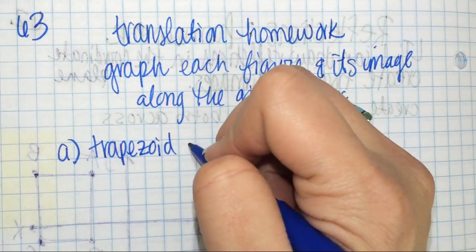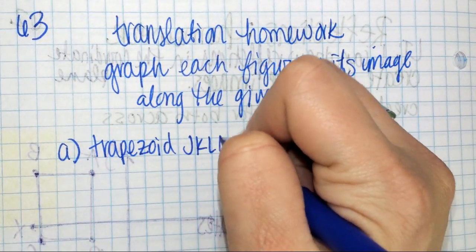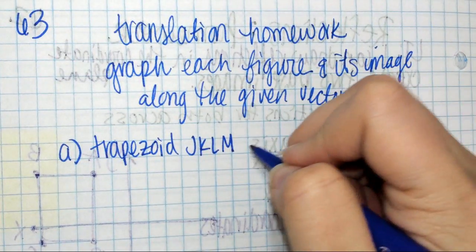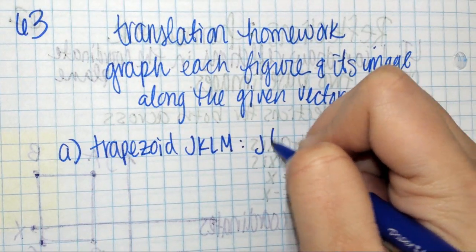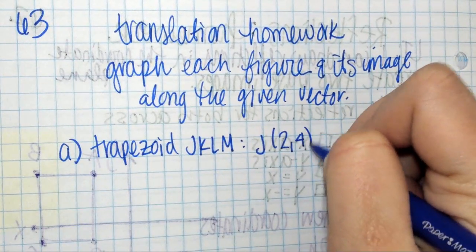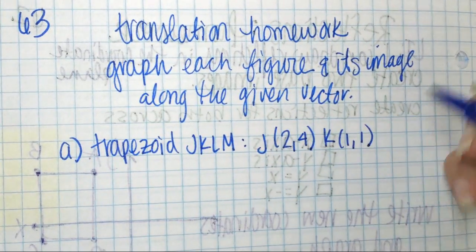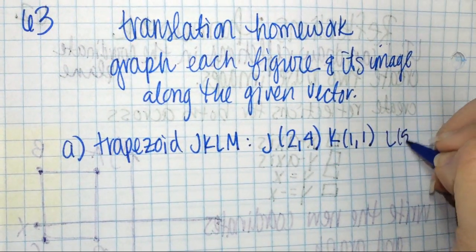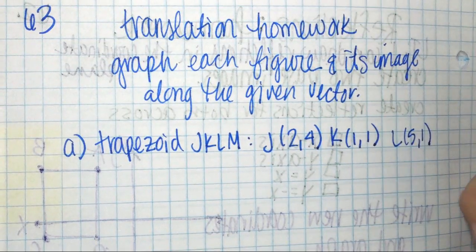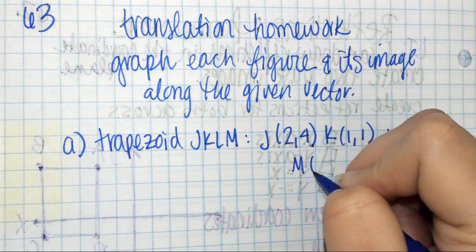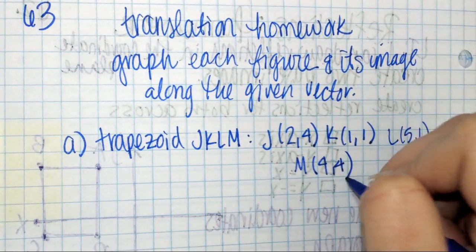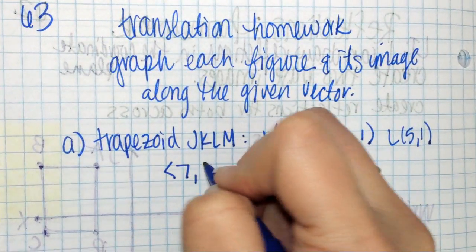All right, so the first one is a trapezoid. It's trapezoid JKLM. J is 2, 4. K is 1, 1. L is 5, 1. And M is 4, 4. Now our vector is 7, 1.